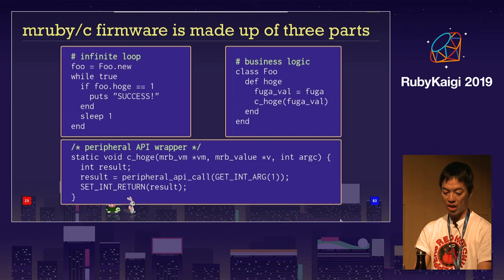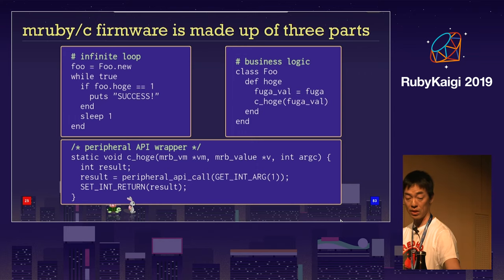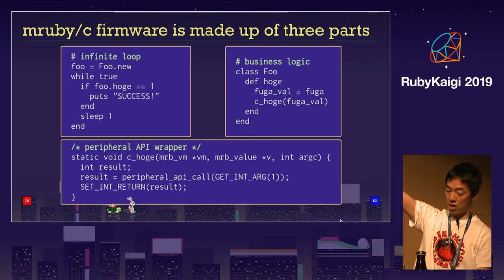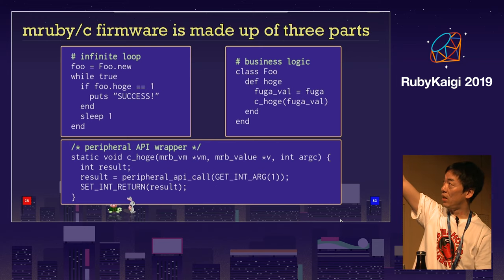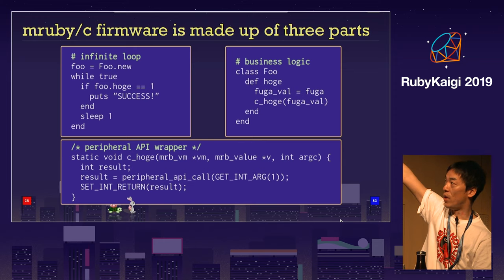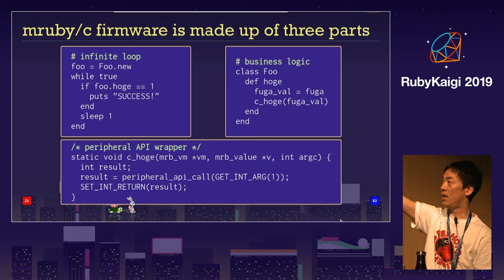This is another form of explanation about the three parts. Infinite loop at the upper left, the business logic at the right, and at the bottom, the peripheral API wrapper written in C.